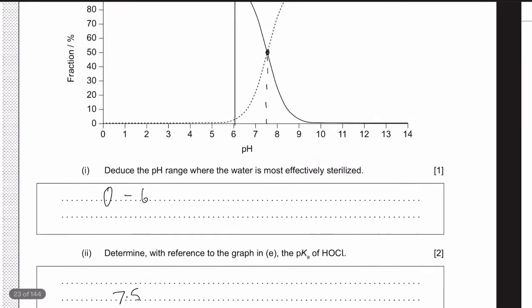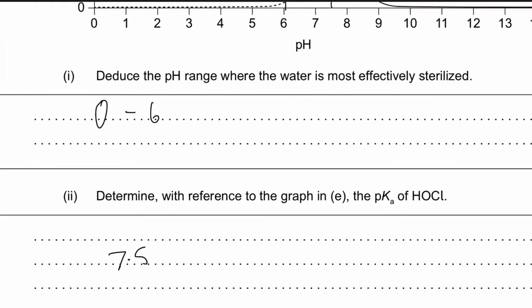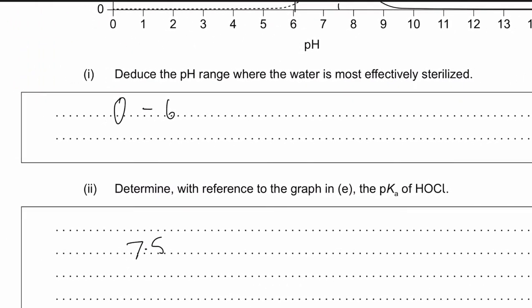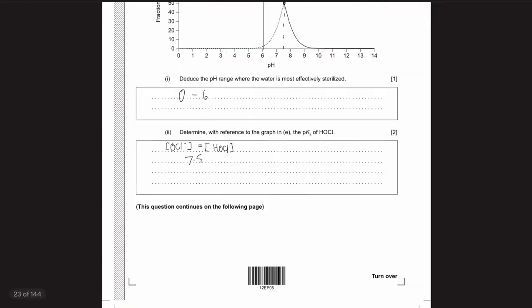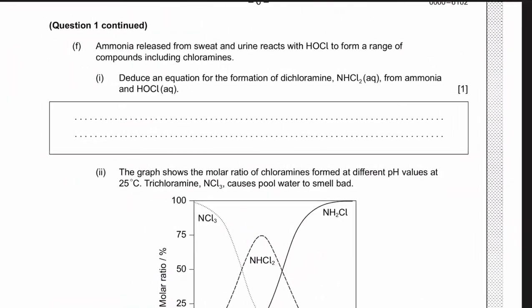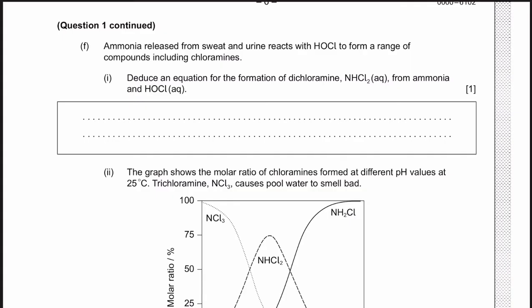It wants us to refer to the graph. I assume it just wants us to draw it on the graph, but if we want some other way of showing it, we can say OCl minus is equal to our HOCl. And this is our pKa. Okay, ammonia released from sweat and urine reacts with HOCl to form a range of compounds including chloramines.